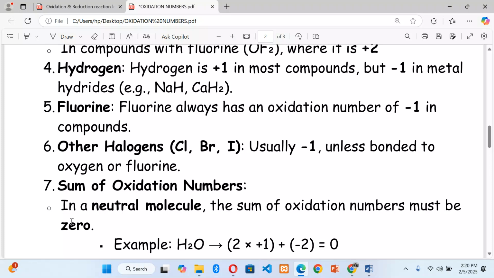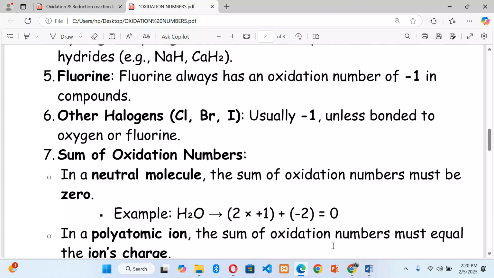A neutral molecule is a molecule which has no charge. So we are saying that the sum of oxidation numbers is equal to 0. For example, water is a neutral molecule. It doesn't have any charge. So when you add the oxidation numbers of hydrogen and oxygen, you get 0. Hydrogen has an oxidation number of +1, so 2 times +1 plus -2 for oxygen gives 0.